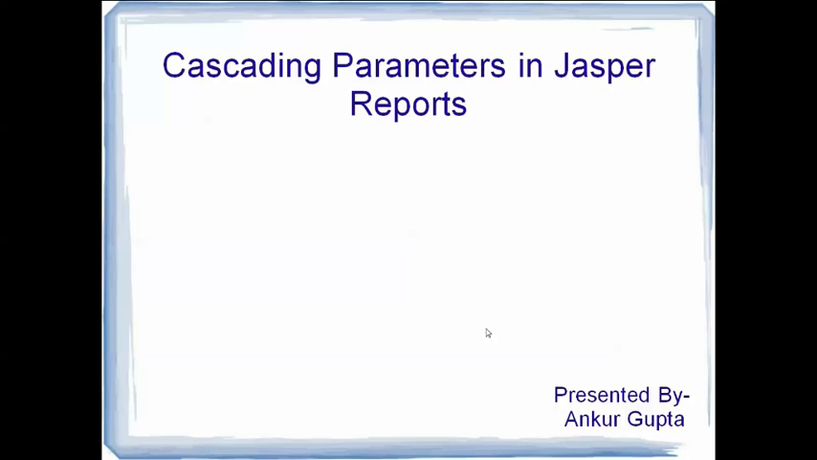So cascading basically refers to the linking of two parameters based on the input value of the first one. So to start with, let me tell you how to implement this.